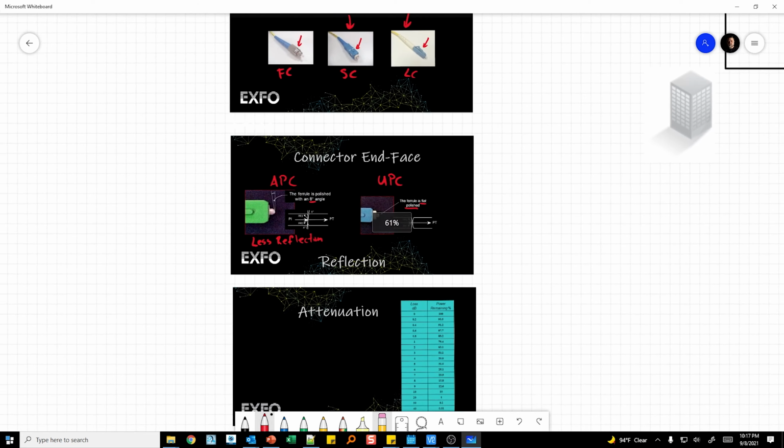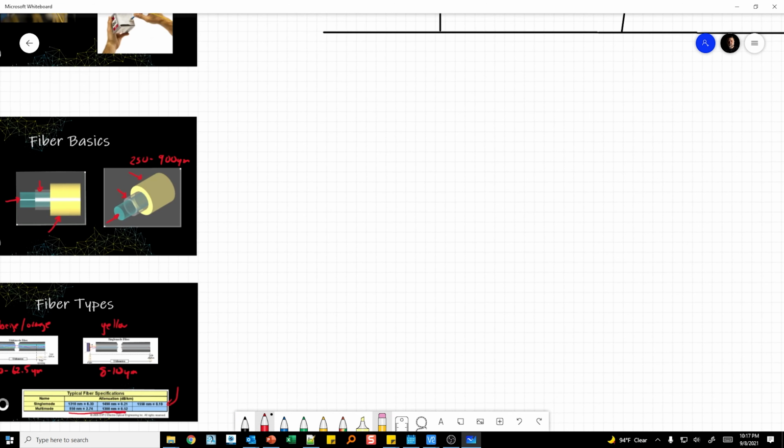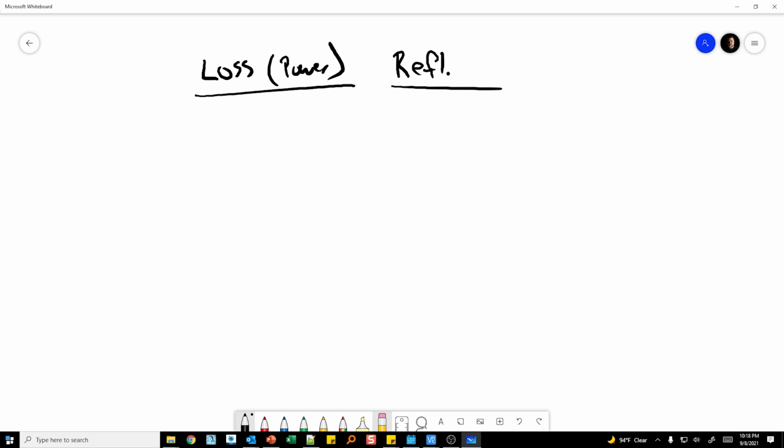When we look at these different connectors and the fiber themselves, there are two primary critical parameters that we're looking at when we're talking about fiber. There are multiple parameters out there, but two of the most common are going to be loss, power, and reflection, right? There's other things as well: PMD, CDs, some advanced optics stuff. But for this particular session, I want to keep it very, very low level.